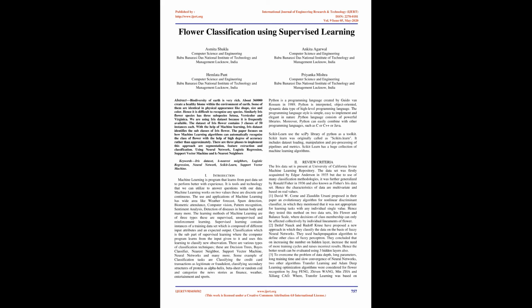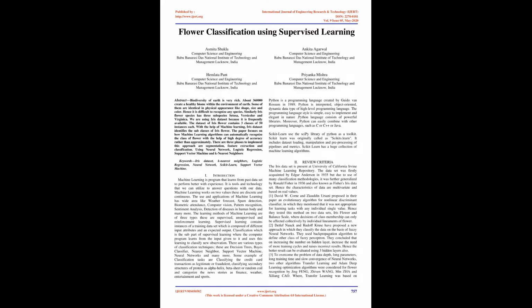Flower classification using supervised learning. Abstract: The biodiversity of Earth is very rich. About 360,000 species create a healthy biome within the environment of Earth. Some of them are identical in physical appearance, like shape, size, and color. Hence it is difficult to recognize any species.